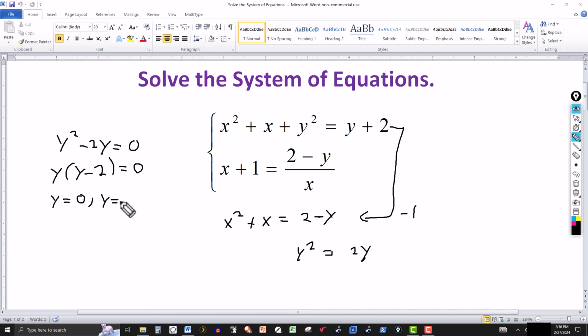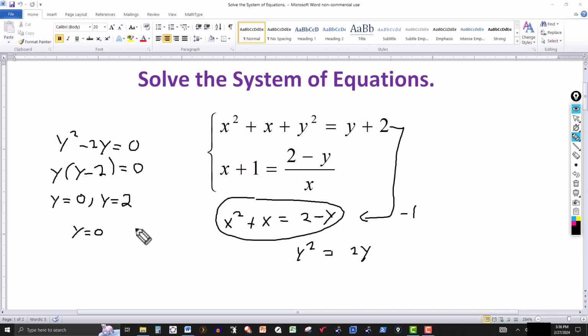So we're solving this system, and basically what we're doing is finding the points of intersection where the system of equations intersect. So they intersect with y equals 0 and y equal 2. So now we need the values of x. So let's replace the y by 0. And I'm going to use this format here. So if y is equal to 0, notice that gives me x squared plus x is equal to 2.